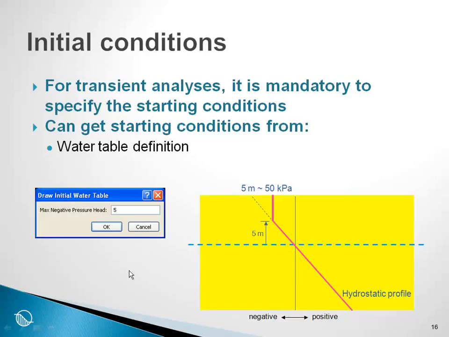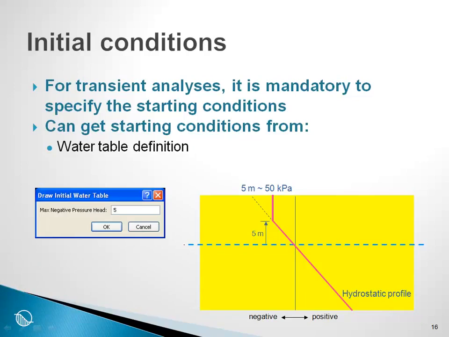As we have already noted, in a transient analysis, it is mandatory to specify the starting conditions. There are many different ways in a SEEP-W analysis, or in a GeoStudio analysis more generally, to get the starting pore pressure conditions. We are going to highlight two procedures here, although there are more.